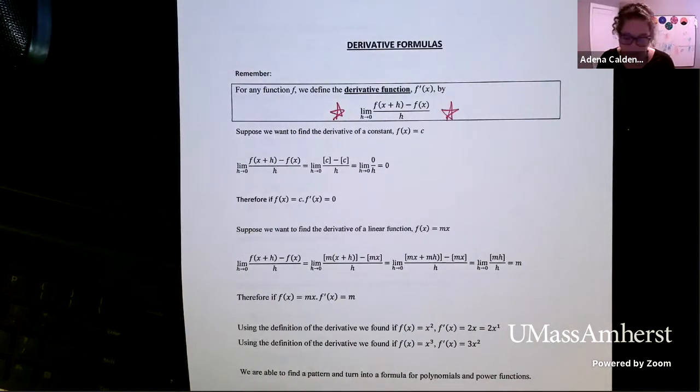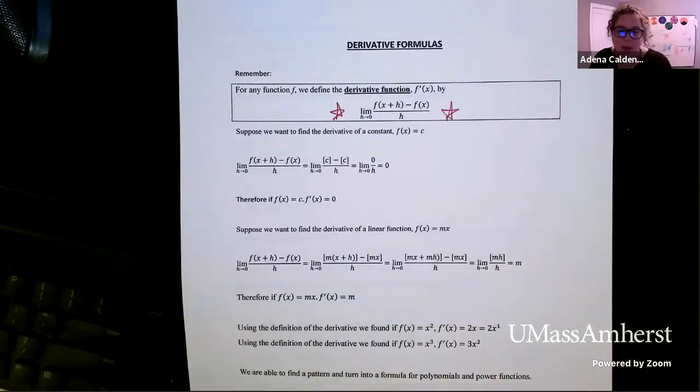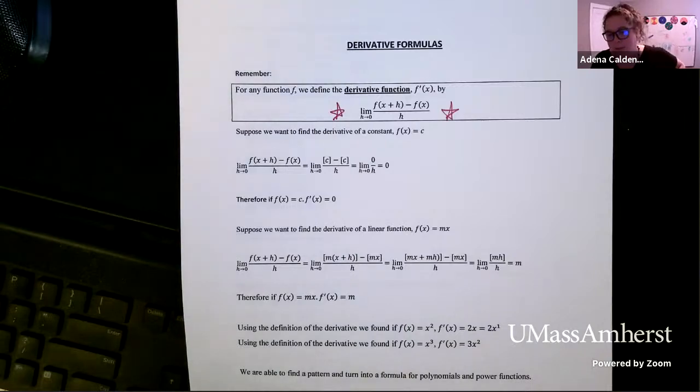There are a couple of examples here of just how this limit works to get some of the formulas. I'll talk through briefly with you about what they look like. Again, this is just to show you how we got these formulas that we're going to be using.